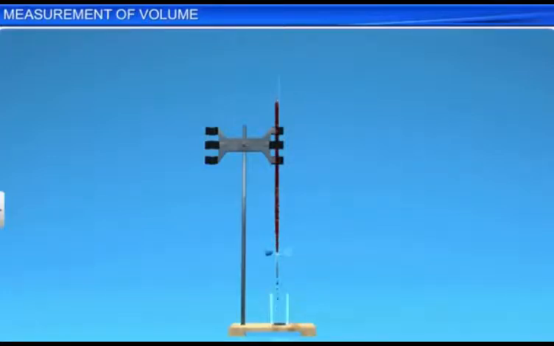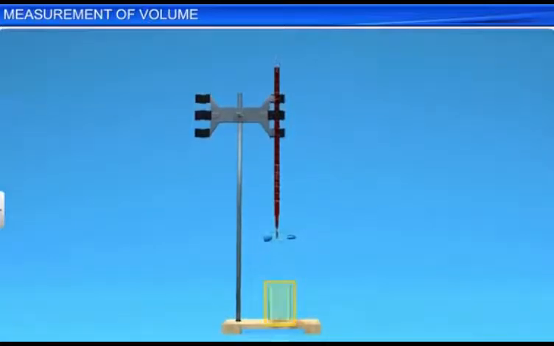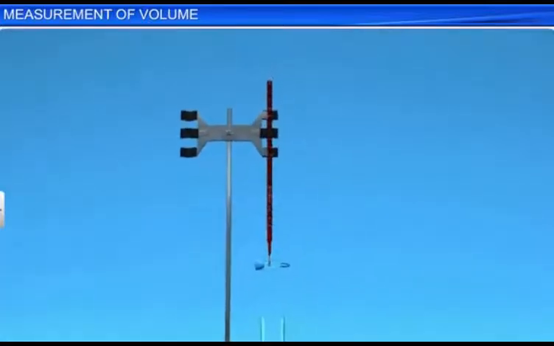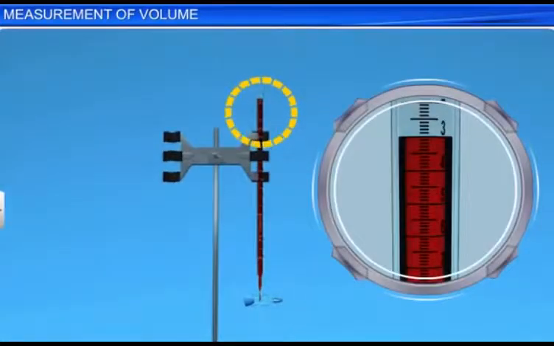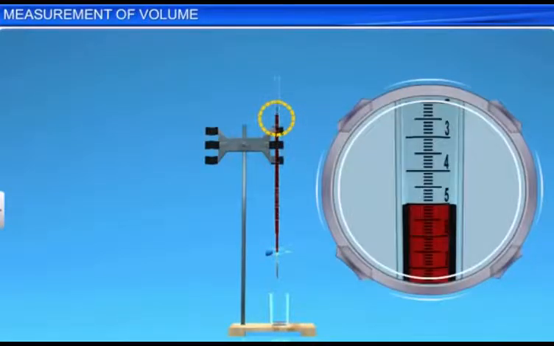Open the tap and allow a little liquid to run down, and then close it to let the air in the nozzle run out. To collect some volume of the liquid in a beaker, place the beaker below the nozzle. Note the original level of the liquid in the burette. Open the tap and transfer some liquid into the beaker and then close the tap. Note the level of the liquid in the burette again. The difference between the readings gives the volume of the liquid transferred into the beaker.